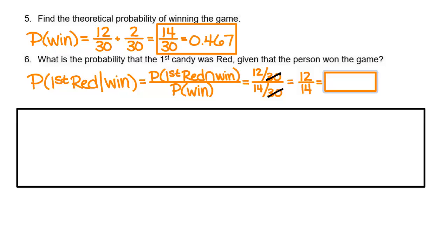And win. So the first one drawn was red, and they were a winner of the game. 86%. Yes, about 86%, 0.857. Wait, is the and the upside down U? And is the upside down U, yes.